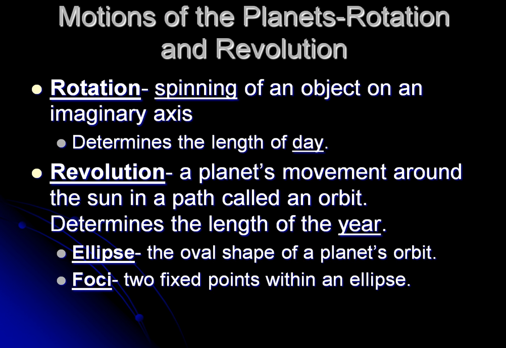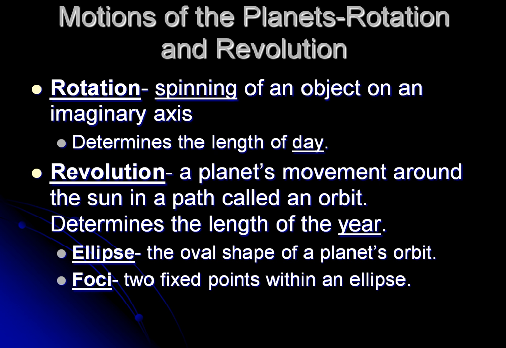Some definitions for movement. Rotation is the spinning of an object on an imaginary axis. Rotation determines the length of a day. For instance, Earth has a rotation of 24 hours, roughly. Revolution is the movement around the sun. This determines the length of the year. Earth's revolutionary period is roughly 365 days.